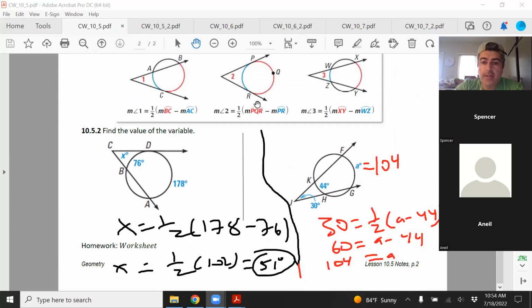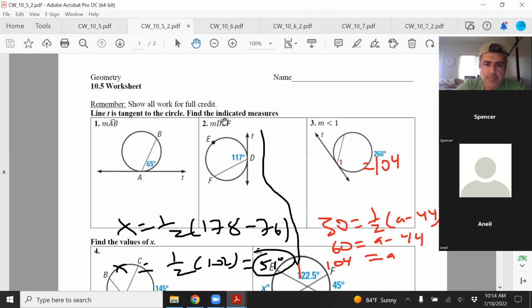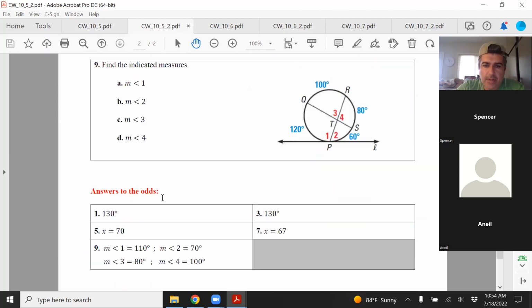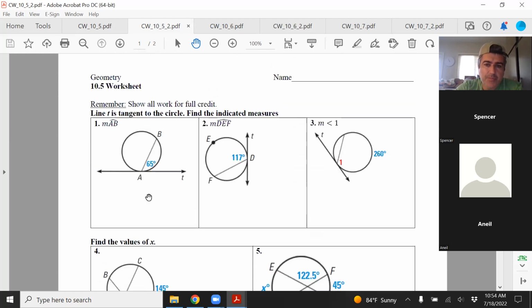Okay. So any questions on those two? Okay, let's do some stuff in the worksheet. So here, very similar problems to what we just had. There are 9 problems. Just do the even ones. So do 2, 4, 6, 8. So definitely do number 2.